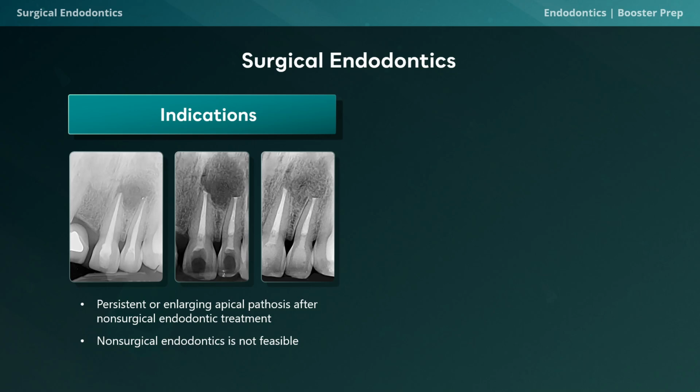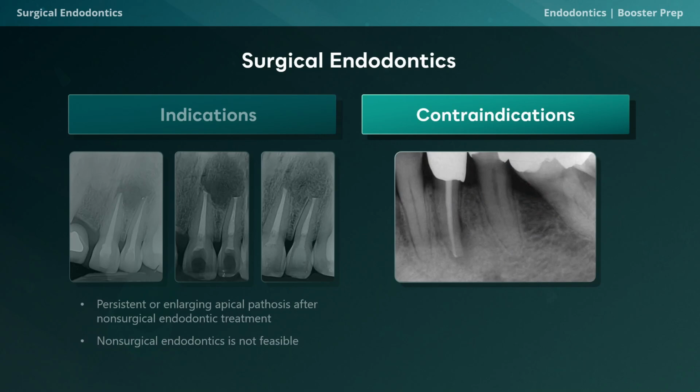Conversely, we should also know when to steer clear of surgical endodontics, or in other words, the contraindications. The first obvious one is anatomical factors. Examples of this would be a thick external oblique ridge or a neurovascular bundle lying precariously close to the root apex. These are no-go zones for surgical interventions.